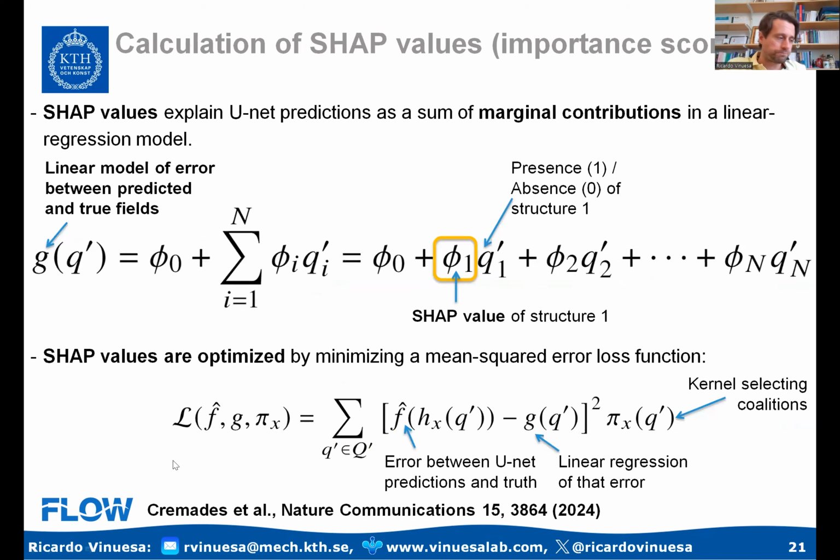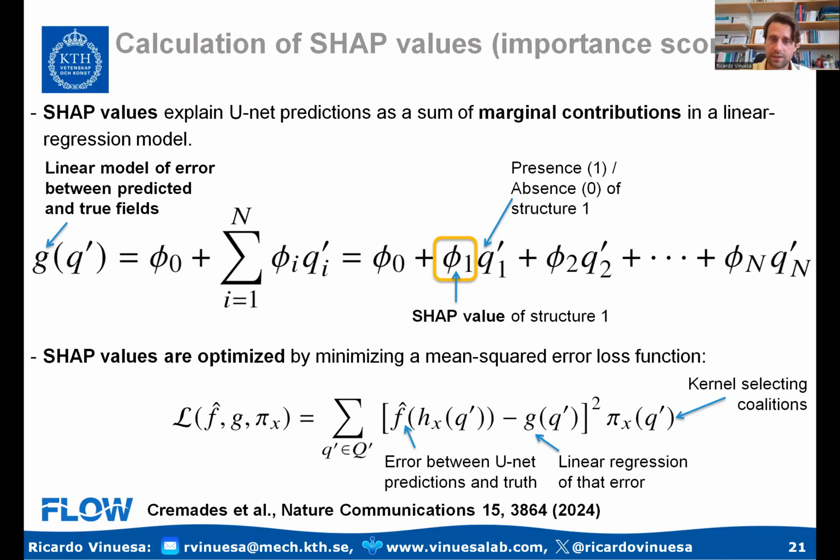And the idea, as you can see here, is that we can use a linear model G for the error between the neural network and the ground truth. And this linear error comprises these Q1, Q2, Qn variables. These are binary variables indicating presence or absence of each of the extractors. And these phi1, phi2, phi-n are weighting factors in this linear function, which essentially indicate the relative weight of that extractor towards the error, right? So these are the SHAP values. These are actually the importance scores.